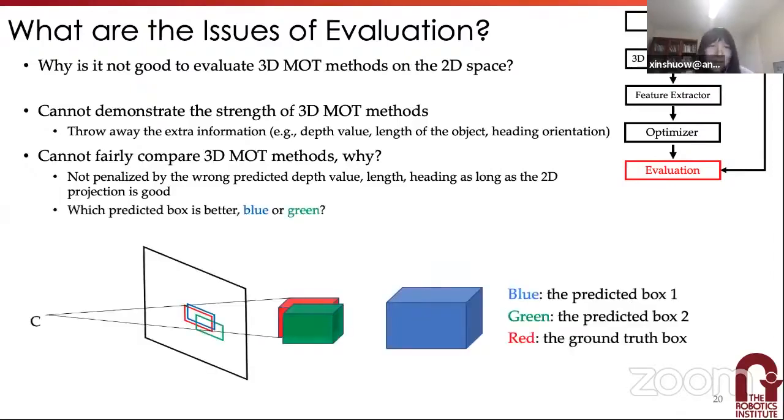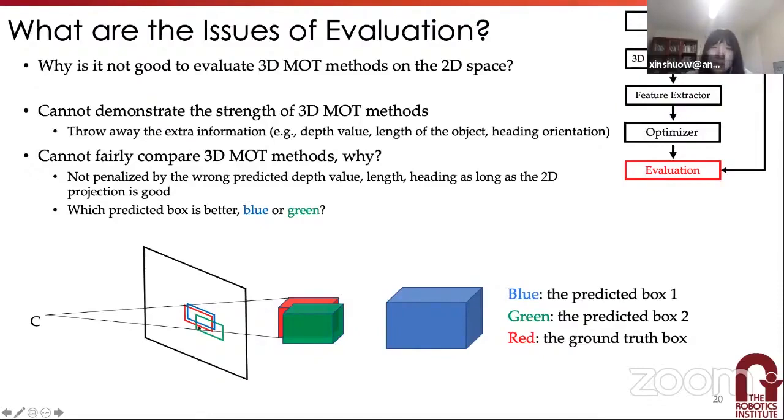So to demonstrate this, we put a toy example here, where we have 3 3D bounding boxes, and also their corresponding 2D bounding boxes projected on the image plane, where the red one is the ground truth, and 2 predicted boxes are denoted as green and blue. So the question is, which predicted box is better? Is it blue or is it green?